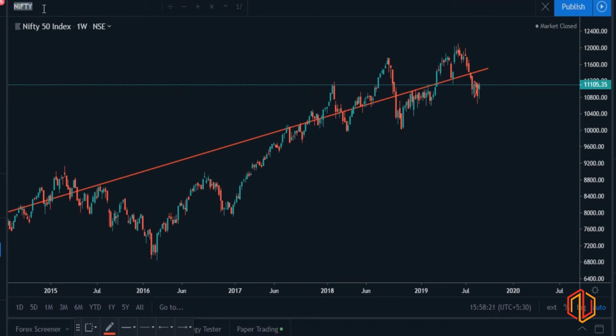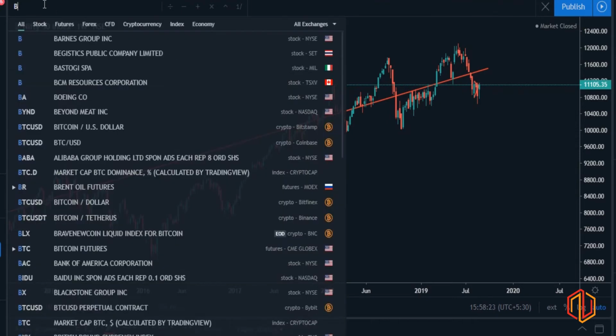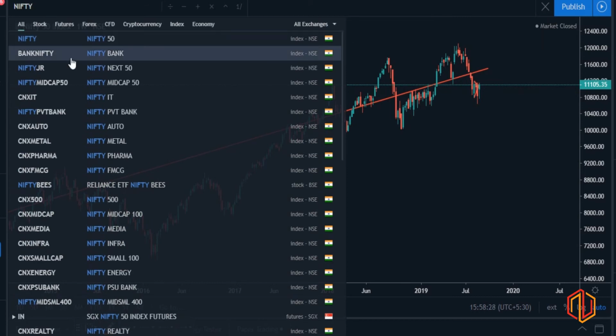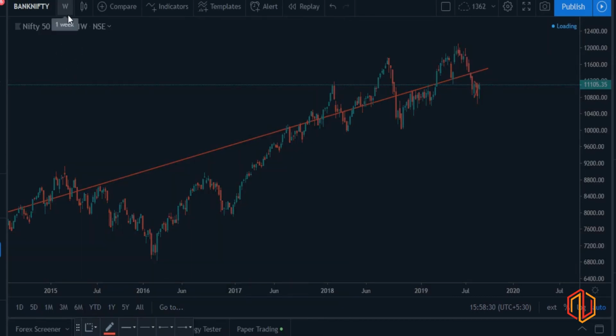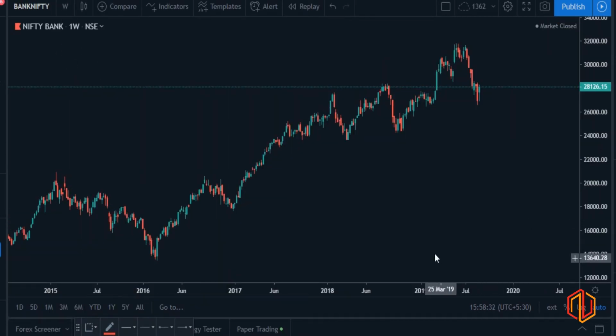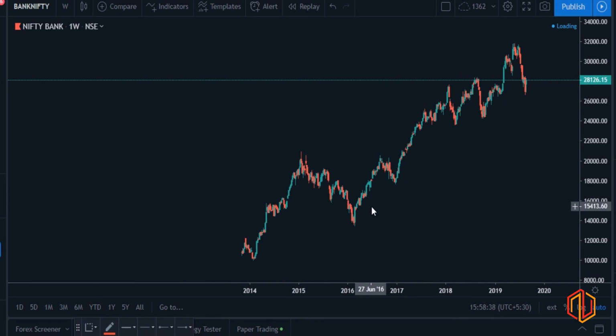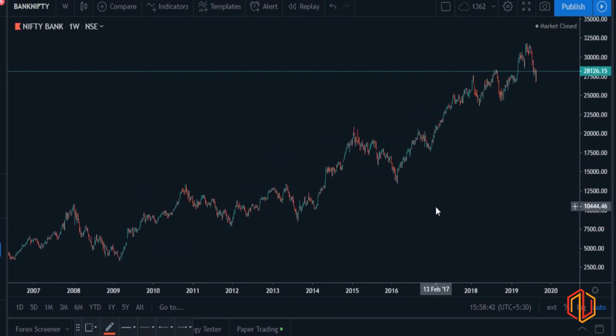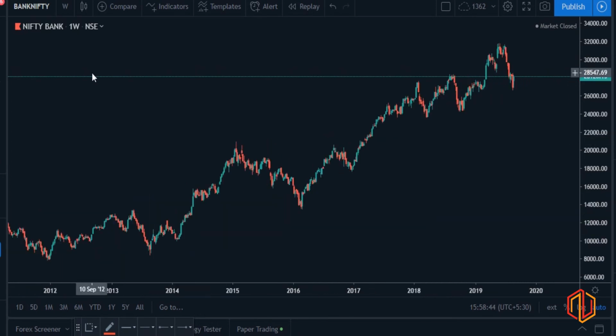All right, now let's take a look at Banknifty and try to analyze that using the same method that we just saw. All right, so we go into Banknifty. This is the weekly chart, and what we're trying to do here is we're trying to understand where we can find our levels to draw our trend line.